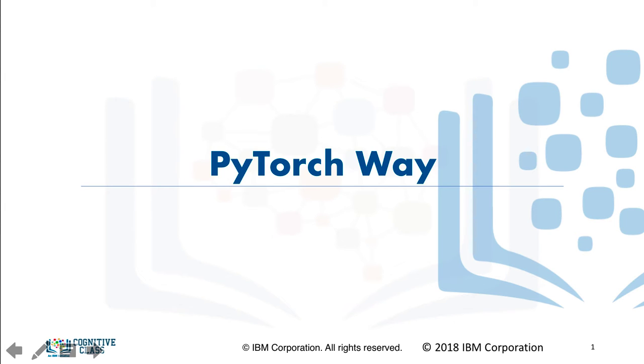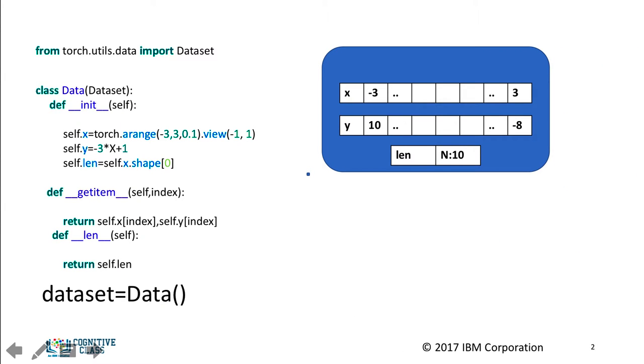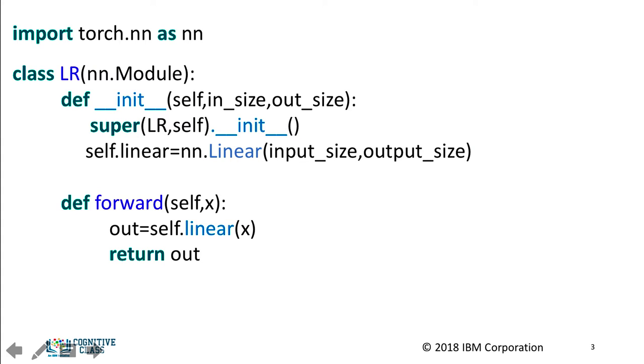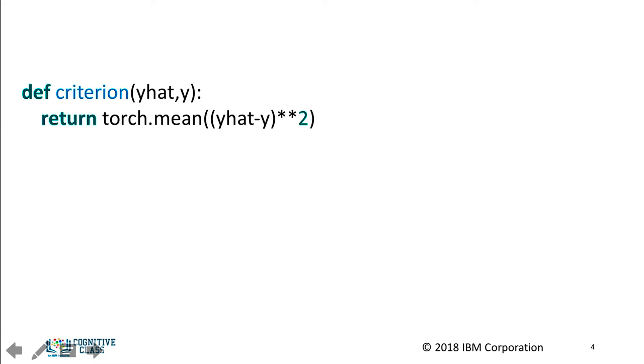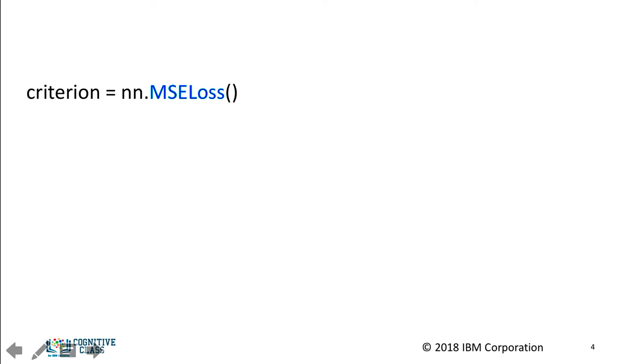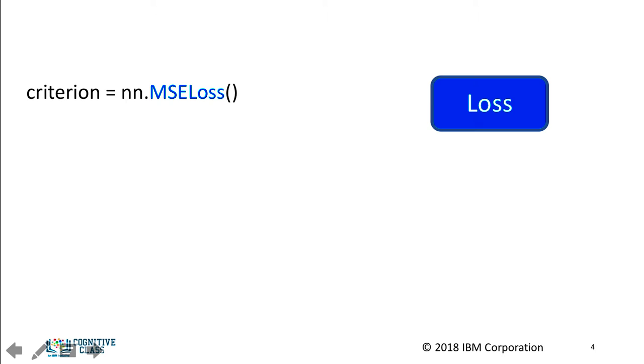Now we're going to train our model the PyTorch way. So we'll create our dataset object, and nothing much has changed here. And our linear regression module stayed the same. We can create a criterion function, i.e. our total loss or cost function, but PyTorch has its own built-in functions, so we'll use MSELoss, and we'll represent it with this blue square.